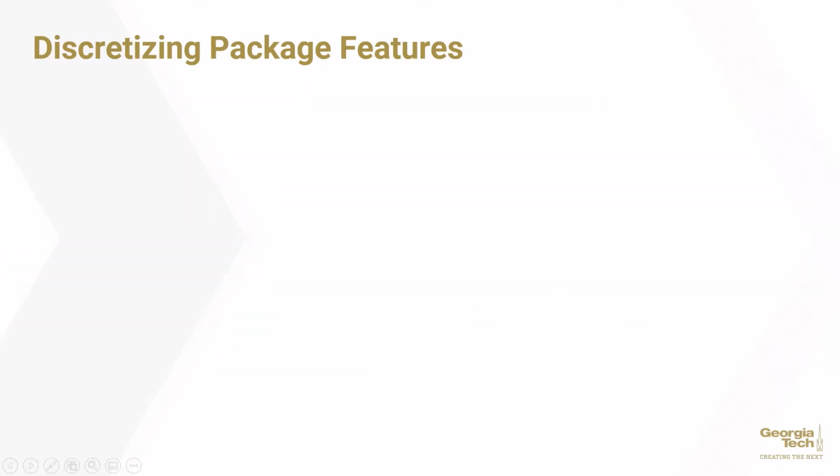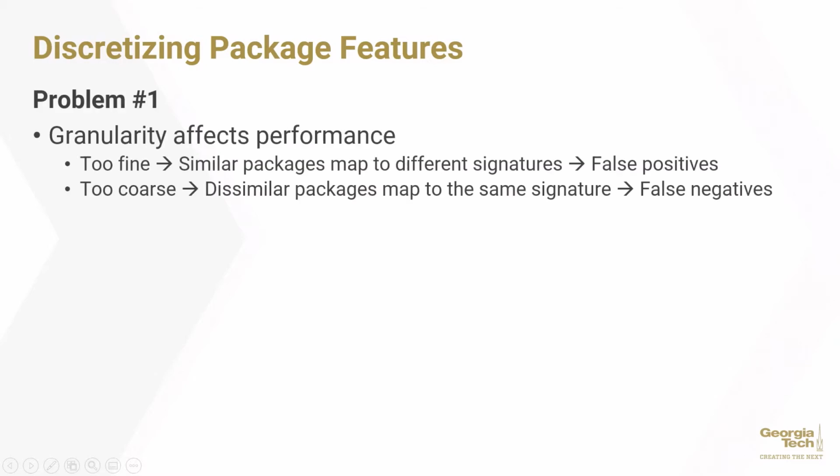There are a few problems that make this discretization more complicated. One is that the granularity with which you discretize can have a big effect on the performance of the anomaly detection. If you discretize too finely, then similar packages are going to end up mapping to different signatures, and you're going to end up with a lot of false positives. Conversely, if you discretize too coarsely, then very dissimilar packages will end up mapping to the same signature, and you're going to end up with a lot of false negatives, or anomalous packages that don't get picked up by the intrusion detection system.